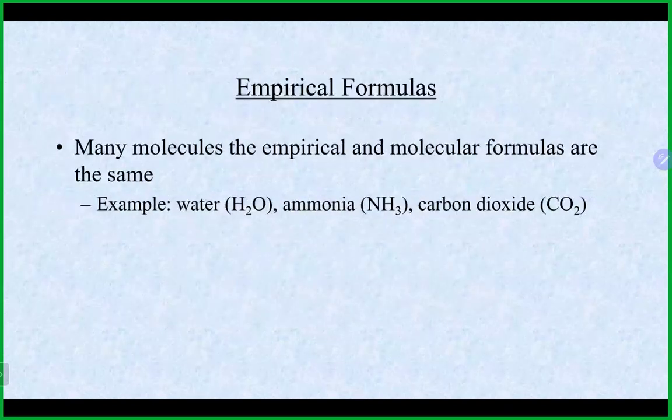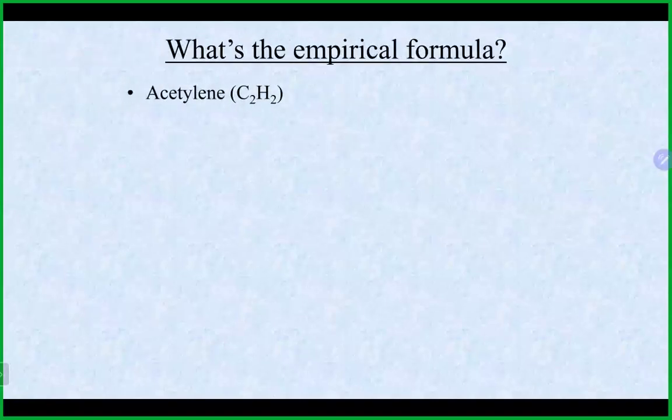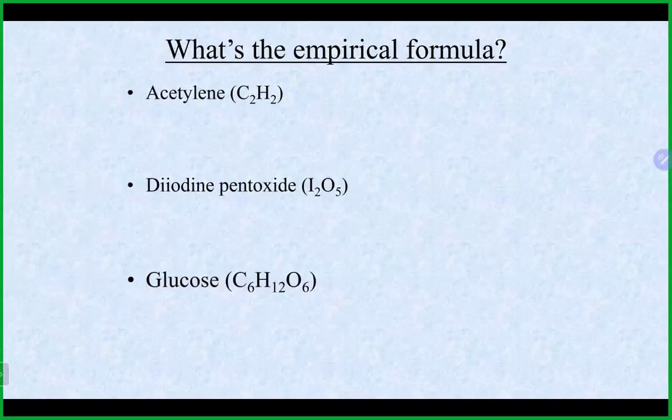And here's a few other examples of ones where both the molecular formula and the empirical formula would be the same. Carbon dioxide is 1 carbon to 2 oxygens. There's no way to reduce that down to still have whole numbers. And the same thing, obviously, with our NH3. There's no way to reduce that down any further as well. All right, so take a moment here and write the empirical formula for each of these.